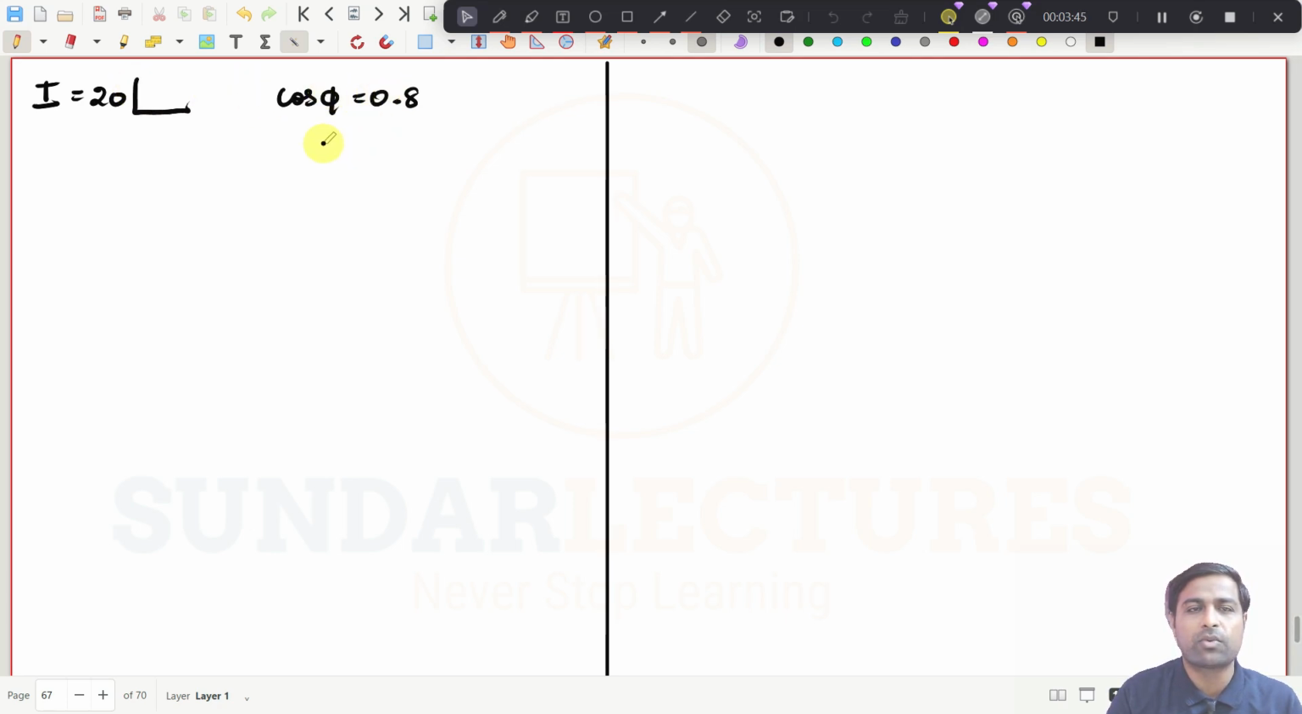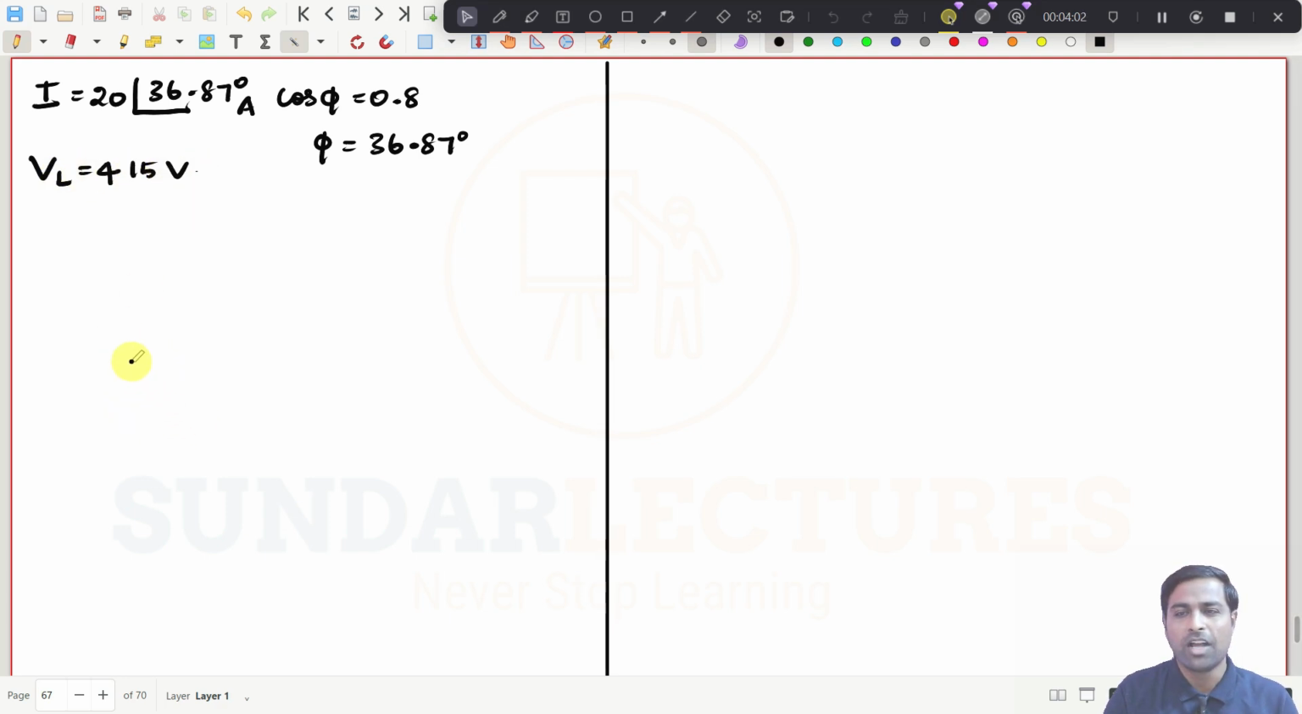That is what they have given you. And simply, if you get the pi value, it is 36.87 degree. Anyhow, this value will be plus 36.87 degree amperes, right? And the same VL will be equal to 415 volt. Those kinds of things also will be the same.